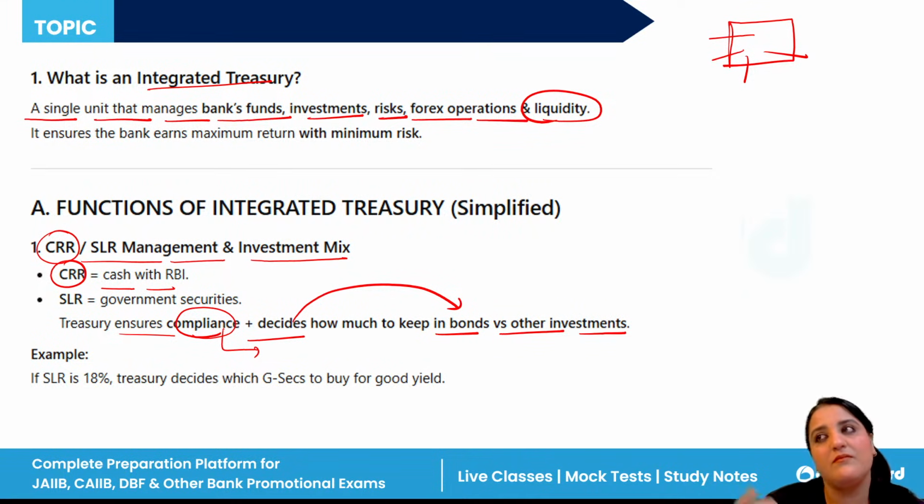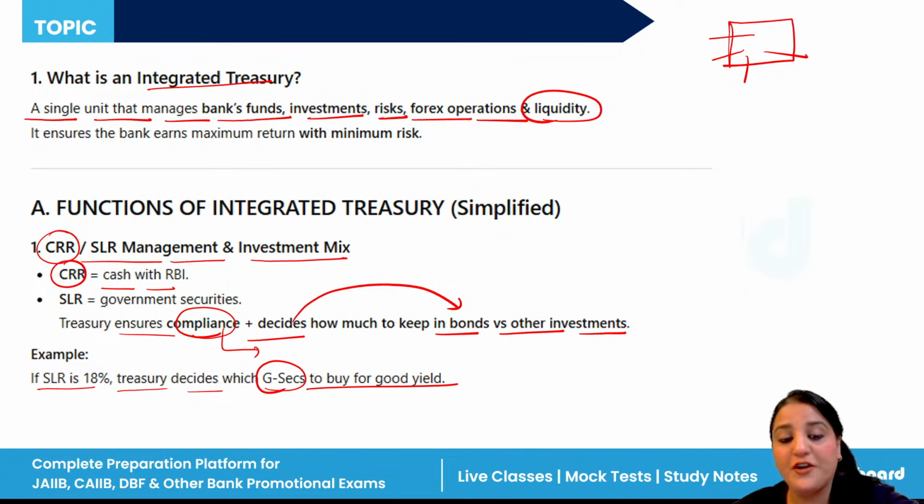It also decides how much to keep in bonds in comparison to the other investment. So if SLR is 18%, treasury decides which government securities to buy for a good yield. Right? So basically integrated treasury is one of the important things, and it is very important for a bank to earn the profit.